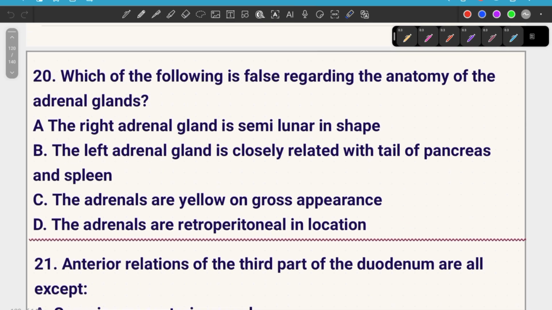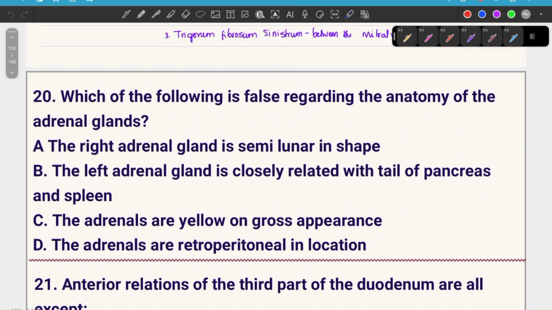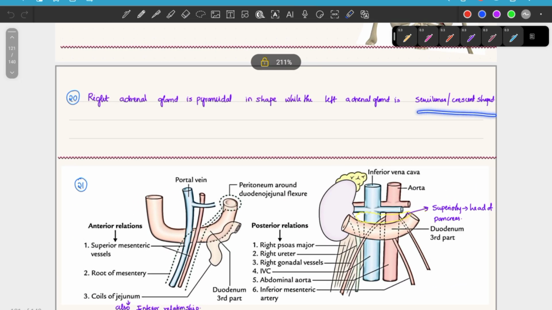The left adrenal gland is closely related to the tail of the pancreas. Yes, the left adrenal gland comes in contact with the tail of the pancreas. But the right adrenal gland is pyramidal in shape, whereas the left adrenal gland is semilunar in shape. Okay? Yes.